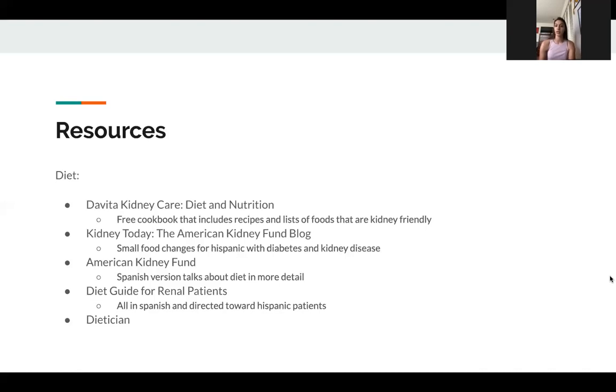And then also I did find some Spanish versions that talked about diet more in detail, because sometimes it's hard for us to really educate on the diet if we don't speak the language. And then also there was a diet guide for renal patients, and this was really cool. This was a big PDF that you could download, and it was all in Spanish, and it talked about all the diet restrictions, and it gave them how to prep for meals, and gave them all these recipes that they could try.